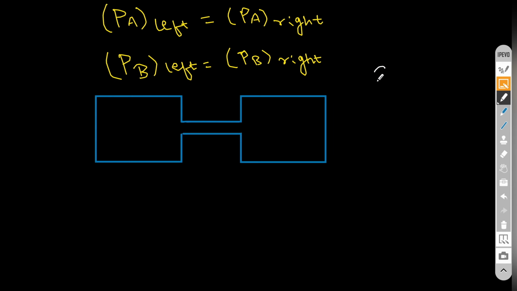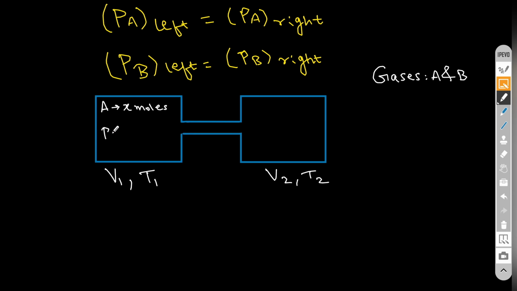Going further into the details of connected containers, we have gases A and B here, and we will be talking about the condition when equilibrium is established after the valve is removed. So you know the volume and temperature conditions. In the left container, we have moles of A as X moles and moles of B as Y moles. Similarly, on the right side, moles of A will be total moles minus X, that is Na minus X moles, because X have moved from one side to the other. Similarly, B will have Nb minus Y moles.